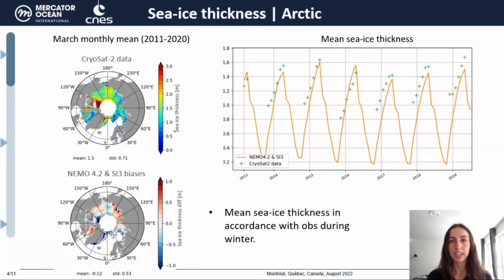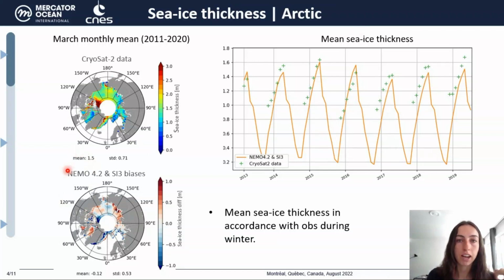Sea ice thickness now, still in the Arctic, is compared to the satellite CryoSat-2 data. This figure here shows the evolution of the mean sea ice thickness. In winter, the model reflects correctly the observations. The observations are represented by the green plus signs, and the model is in plain orange line.